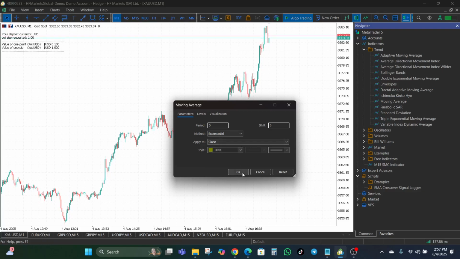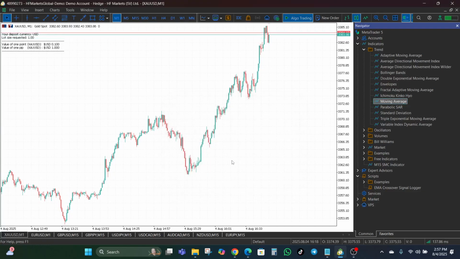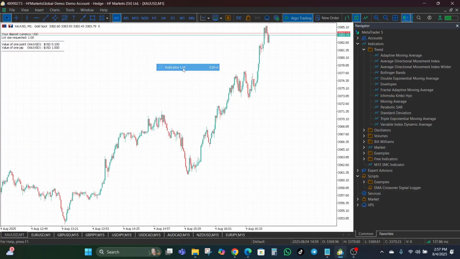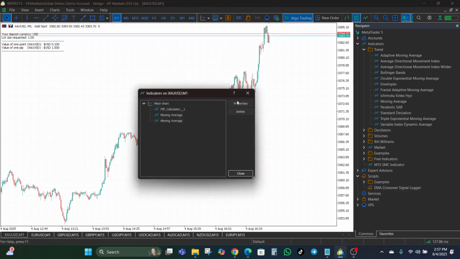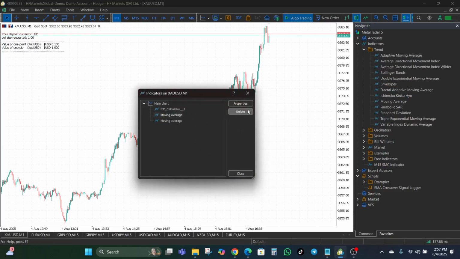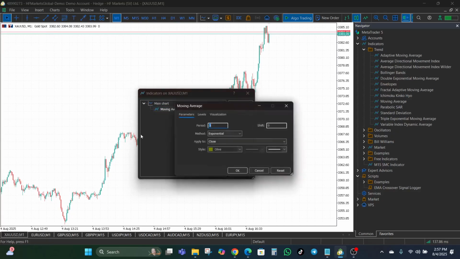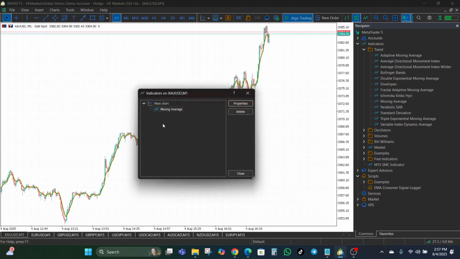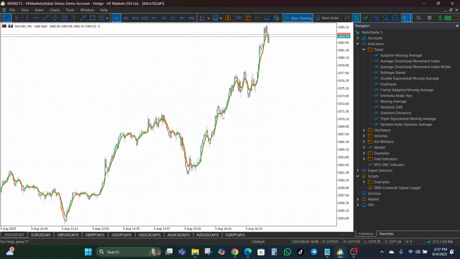Okay, so the 5 EMA is the fast moving average. Okay, sorry, I think I had a moving average here before. Let's just move this real quick. Okay, and the visualization was not on all time frames before. Okay, so now we have our 5 EMA on the chart.